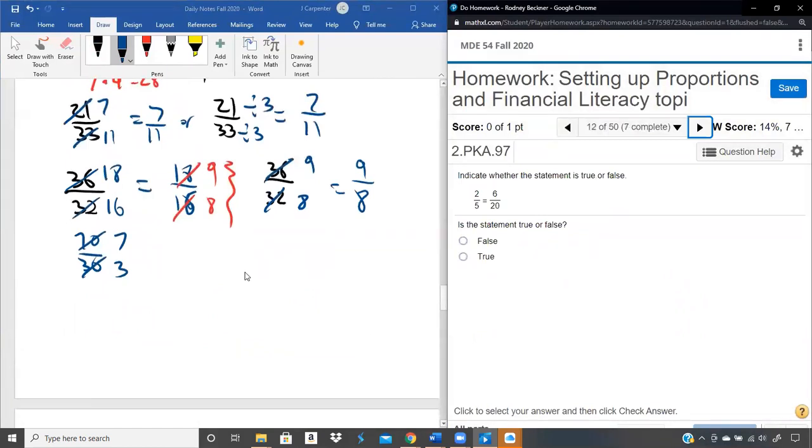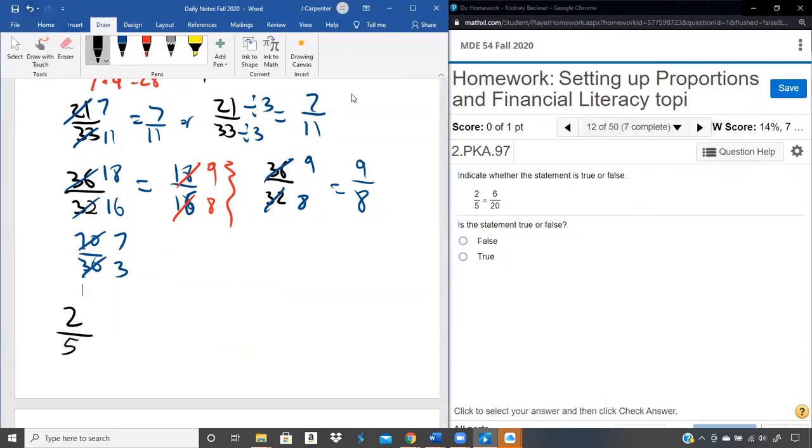Indicate whether the statement is true or false. 2/5. So what they're really saying here, come on, why is it doing that to me today? Technology. I know why now. I just figured out because I'm clicking between one thing and another thing, so it's not registering the color change. Not that you care.